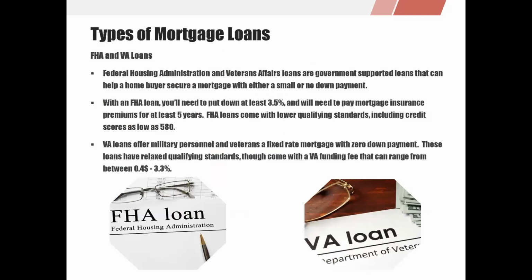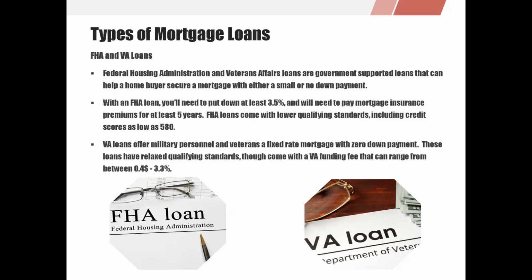So FHA and VA loans are going to help buyers with a smaller down payment. FHA minimum down payment is going to be 3.5%, and VA loans actually have a 0% down payment option. This does say that FHA can go as low as 580. We're currently not going down to 580, mainly due to COVID. So the minimum for that is going to be 600.